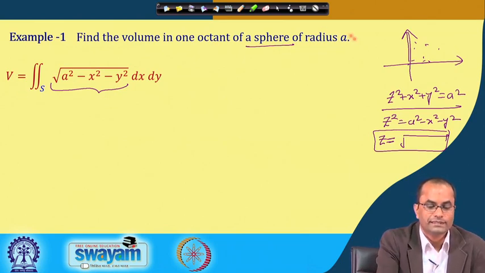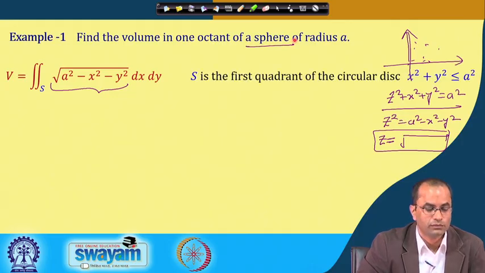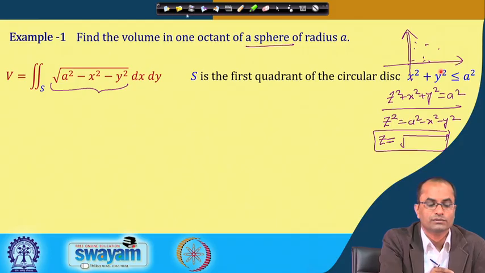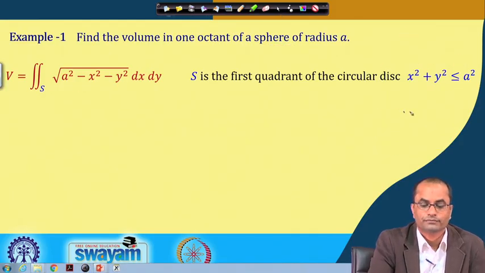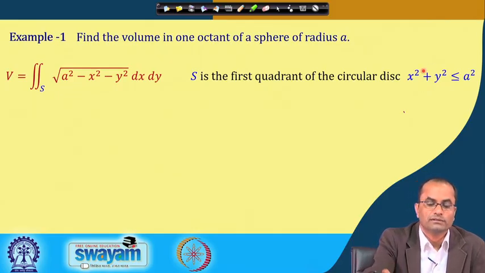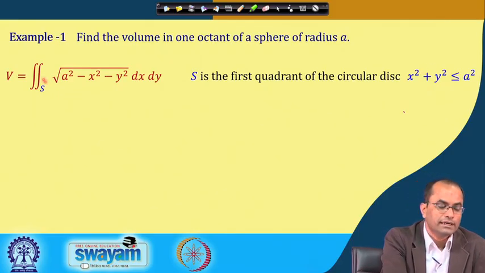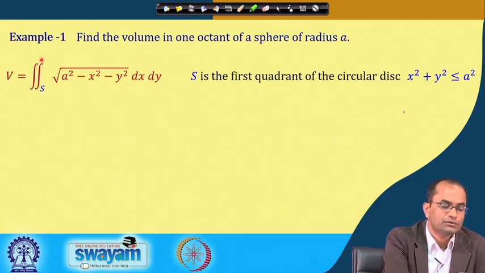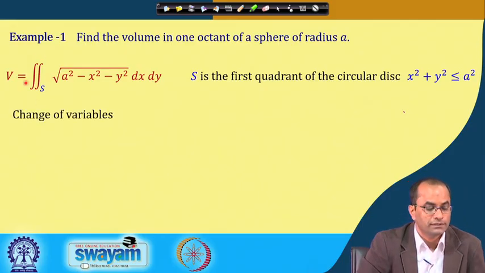region. So, that is the radius r, the circular disc. So, this is in the first quadrant of the circular disc, x square plus y square less than or equal to a square. So, that is the circular disc in the first quadrant, and this is the domain for the integral.